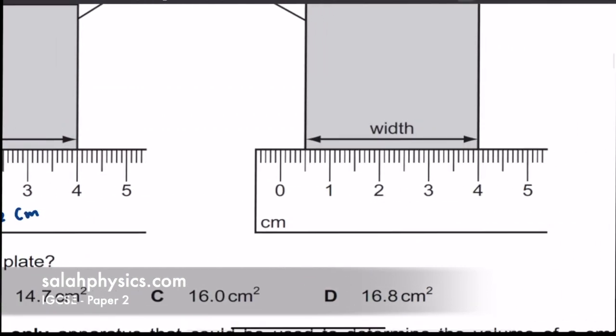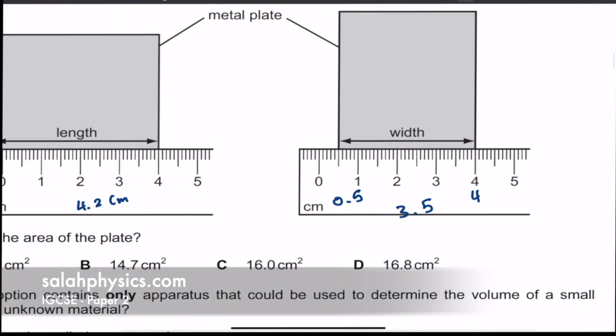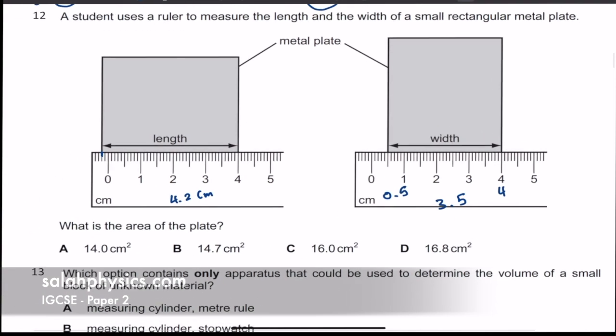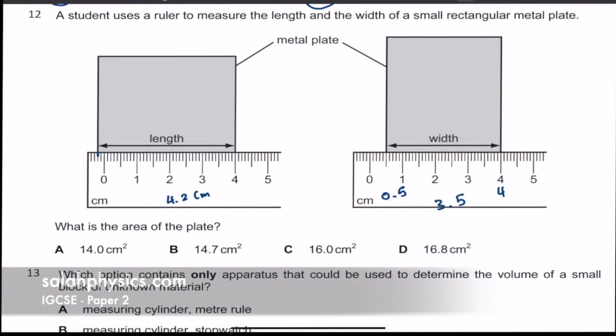For that section, this is 0.5. The reading here is 4. So the difference between them is going to be 3.5. So 3.5 times 4.2 is going to give you 14.7. So I'm going to choose 14.7 here as an answer. So the right answer will be B.